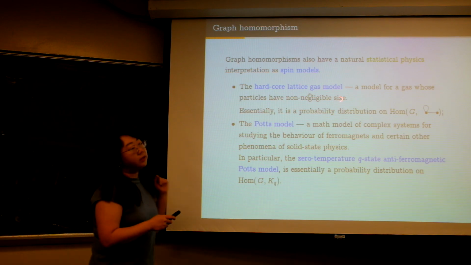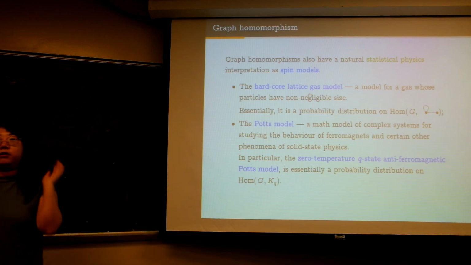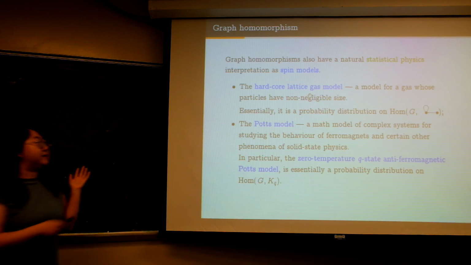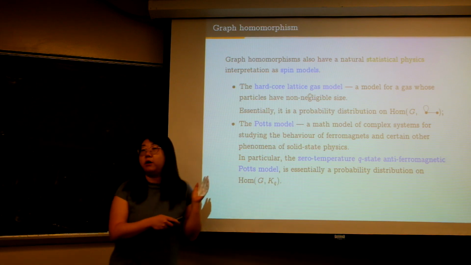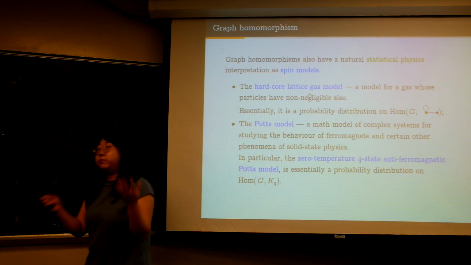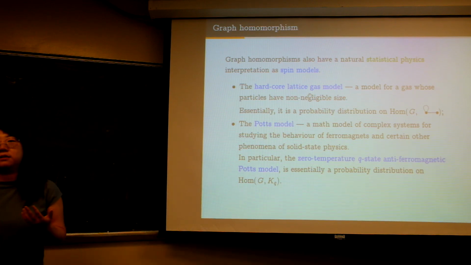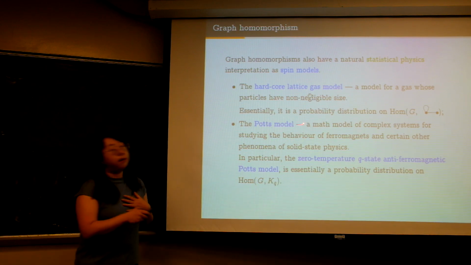I won't give you the precise definition of what a hardcore model is here, but from the combinatorics view, essentially it's just a probability distribution on the set of homomorphisms from G to this graph. In other words, it's a distribution on the set of independent sets. And another example, the so-called Potts model.